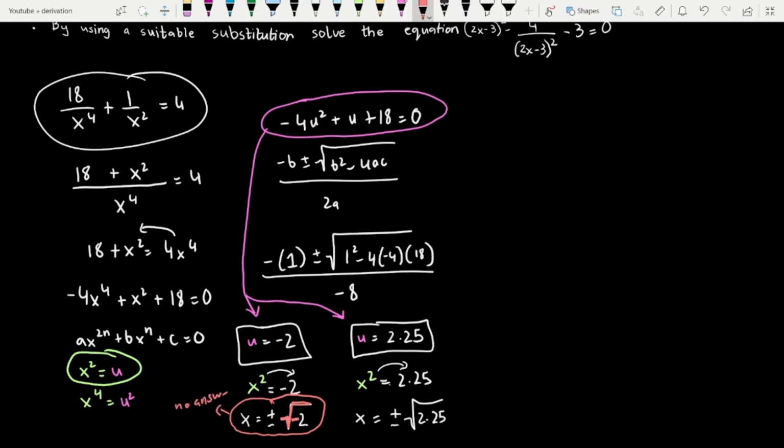No answers. You cannot square root a negative number. That's not possible. That's math error. You cannot divide anything by 0 in the same way you cannot take the square root of a negative number. So in fact, we're just going to get two answers from over here. One of them is going to be, so we're just going to square root 2.25, which is going to be 1.5. So one of the answers is positive 1.5. The other answer is negative 1.5.